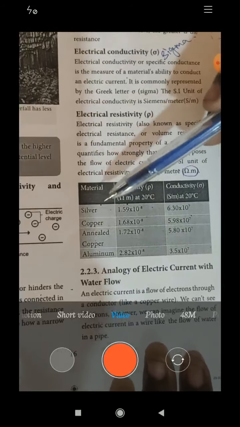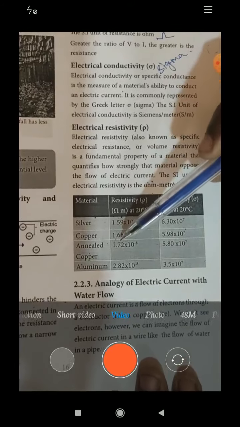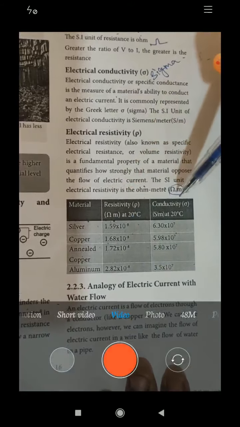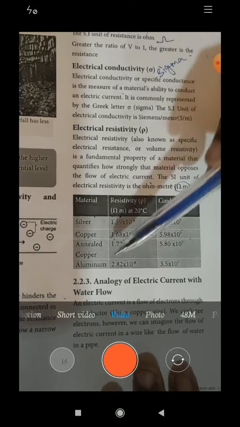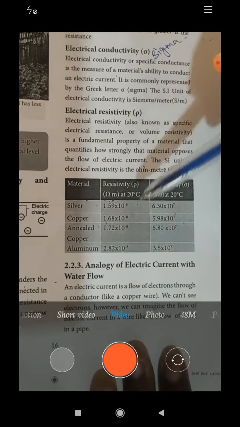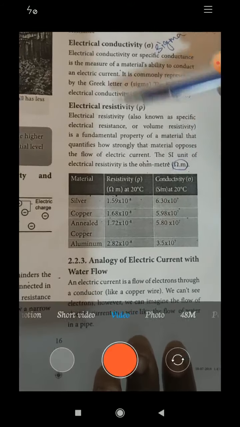Next is annealed copper. Its resistivity is 1.72 into 10 to the power of minus 8, and its conductivity is 5.80 into 10 to the power of 7. Aluminium resistivity is 2.82 into 10 to the power of minus 8, and aluminium conductivity is 3.5 into 10 to the power of 7.